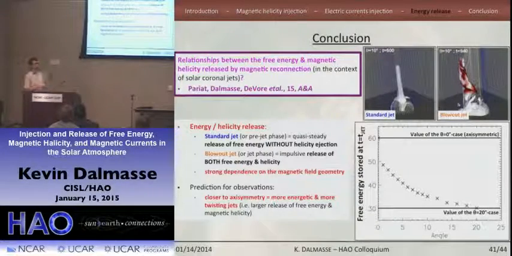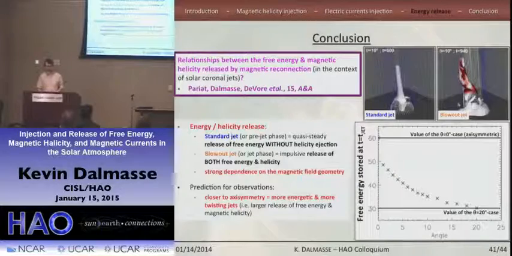In particular, we observed two different phases: one phase during which you have a free energy release and no helicity ejection, and a phase during which you have a strong release of both quantities. And given that the properties of a jet strongly depend on the magnetic field geometry, we predict that if your configuration is close to axisymmetry, then you should observe a more energetic and more twisting jet.